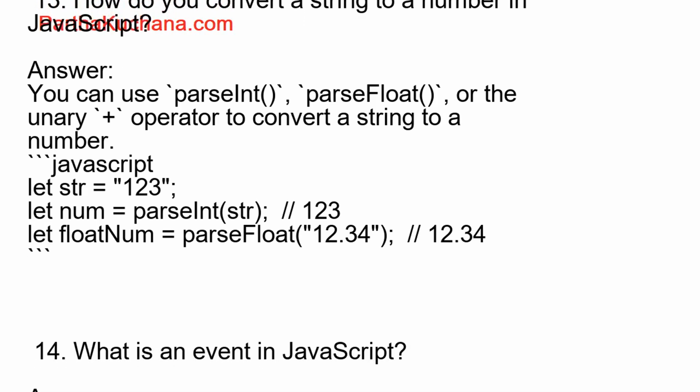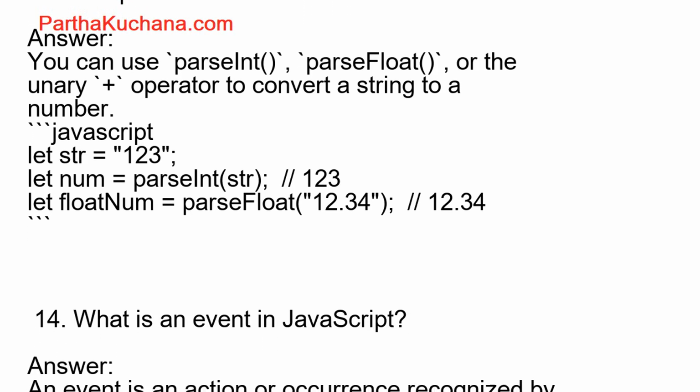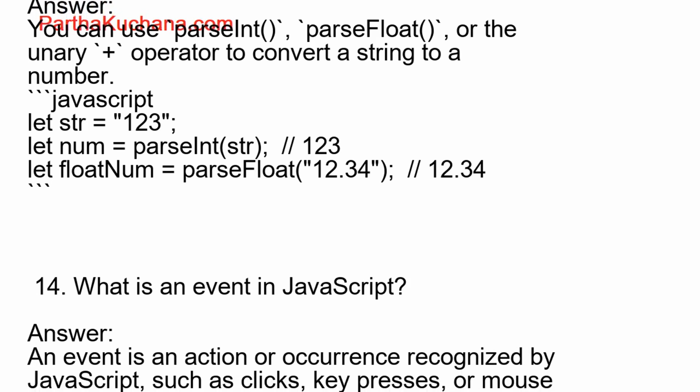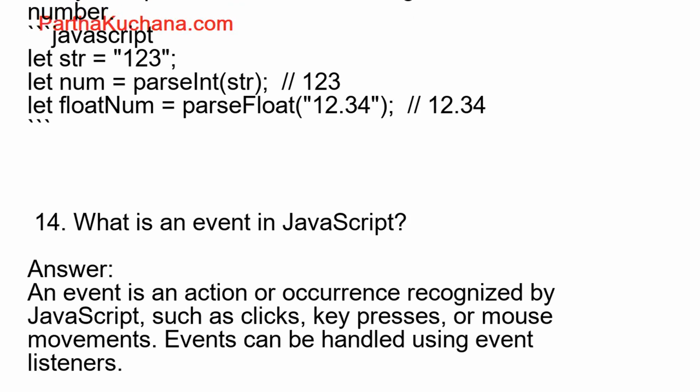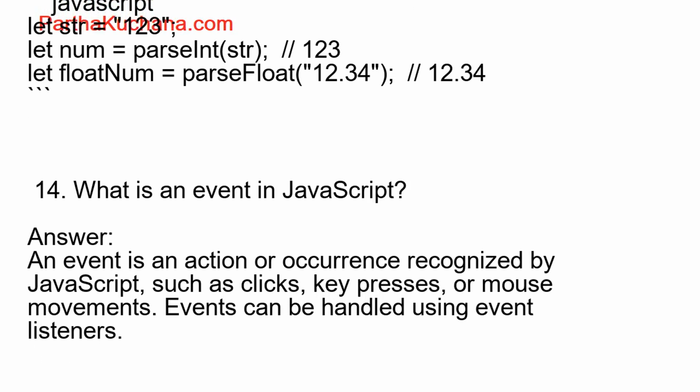15. What is event bubbling? Answer. Event bubbling is the process where an event starts from the deepest target element and propagates upwards through its parent elements, eventually reaching the document object.